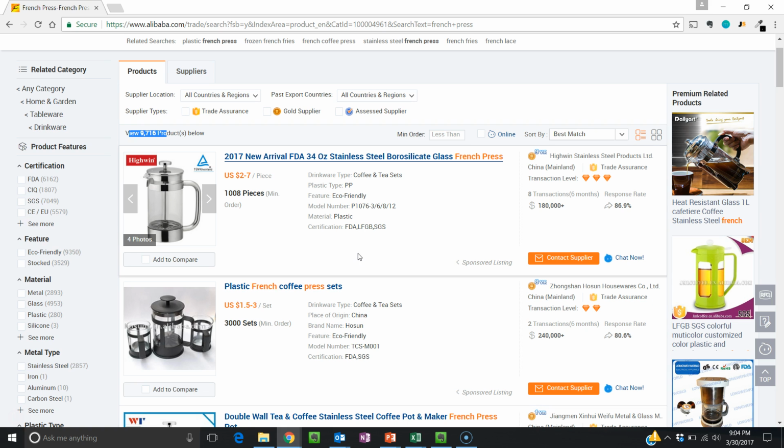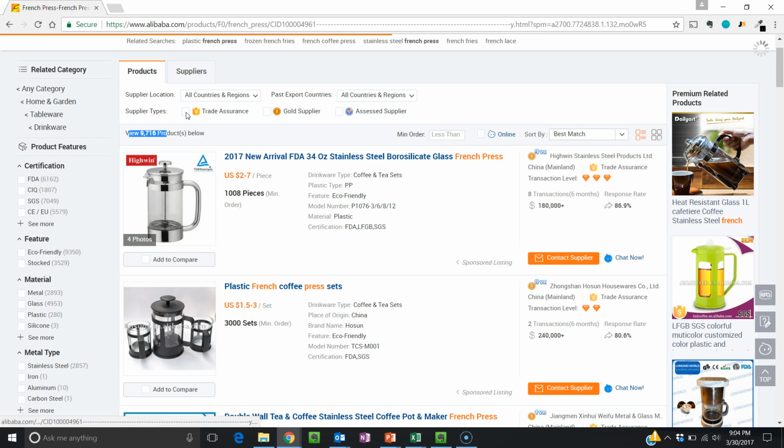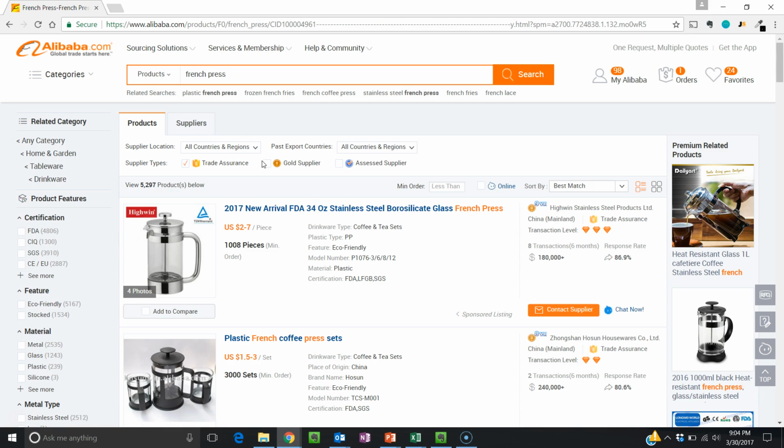Now, there are a few things I would do when you're looking at this, just to make sure you've got the right suppliers. One of the things I like to do is to at least check off trade assurance and gold supplier, and I'll show you a little bit about what that means. Now only ones that have this little gold coin with a year, and trade assurance, are going to show up. What this little gold coin means is they're a gold supplier. So what is a gold supplier?